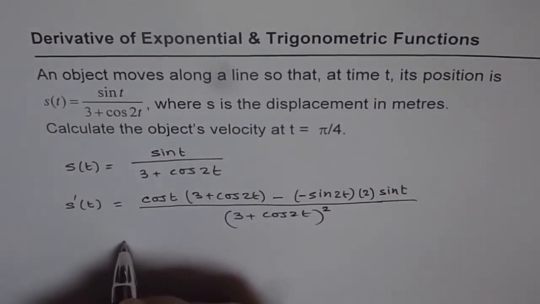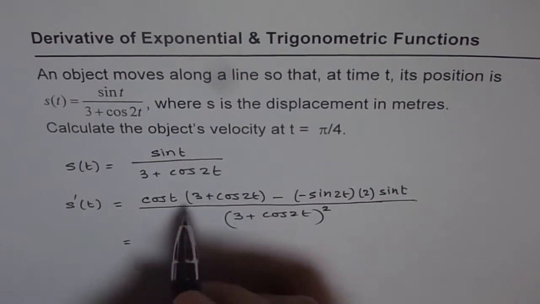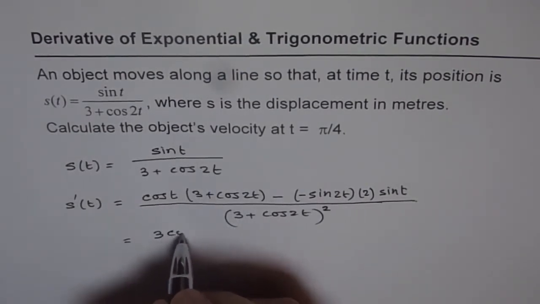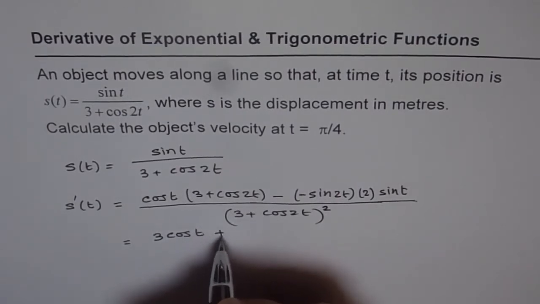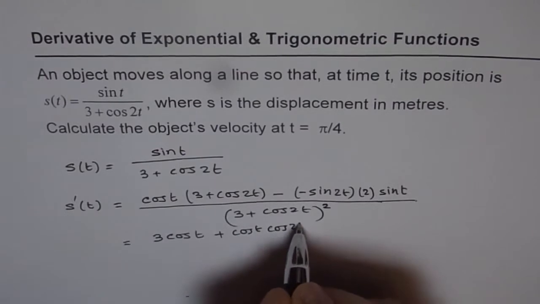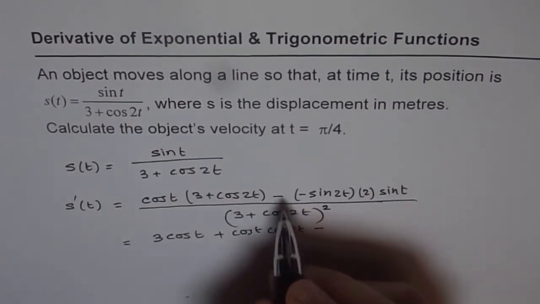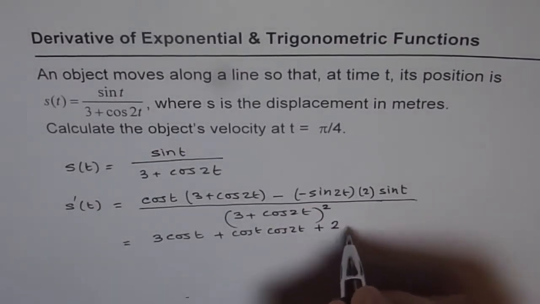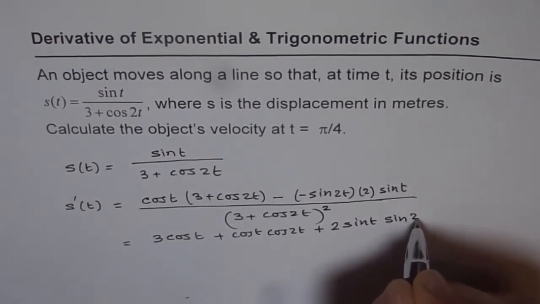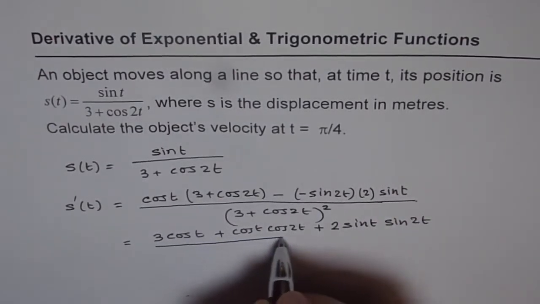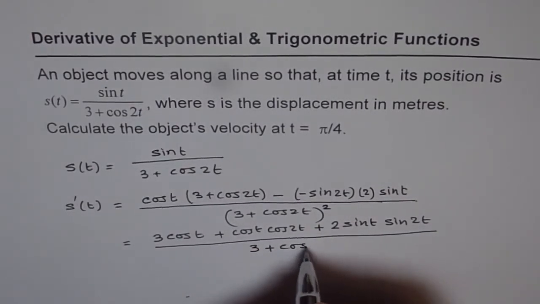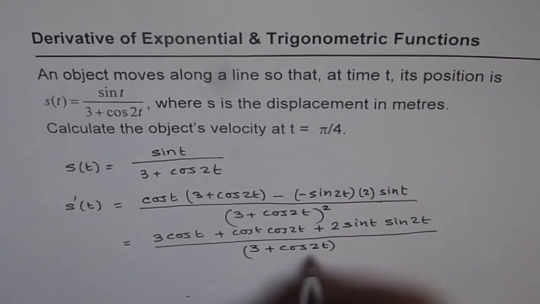Now we can slightly simplify this at this moment and write this as 3 times cos t plus cos t cos 2t, minus and minus becomes plus, 2 times sine t sine 2t, over 3 plus cos 2t whole square.